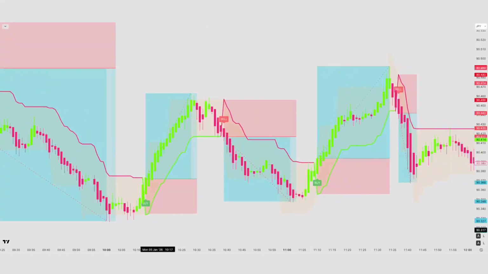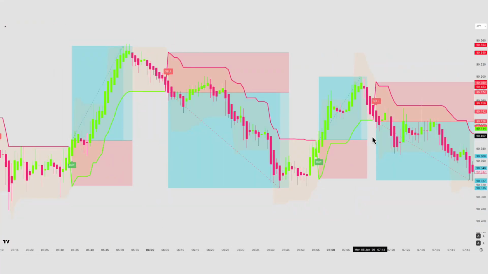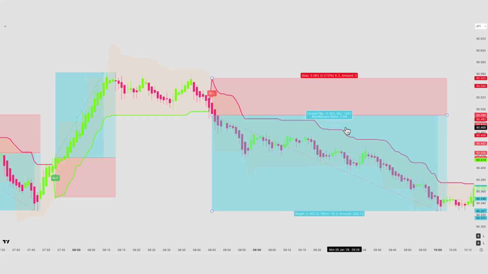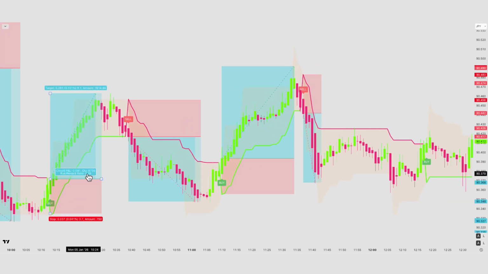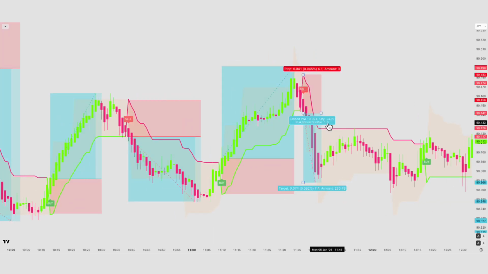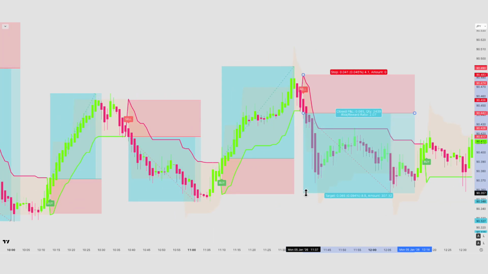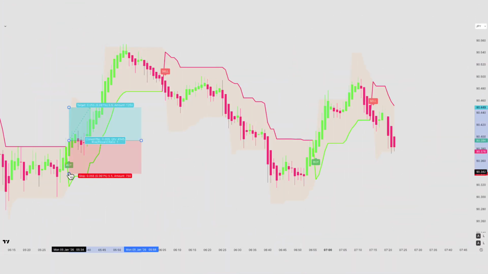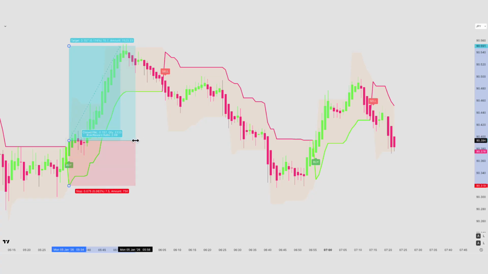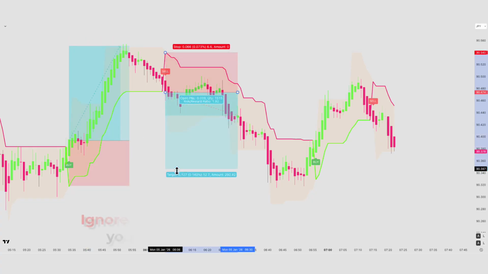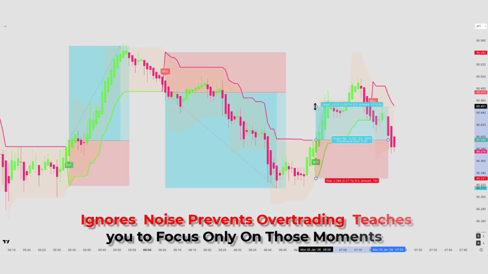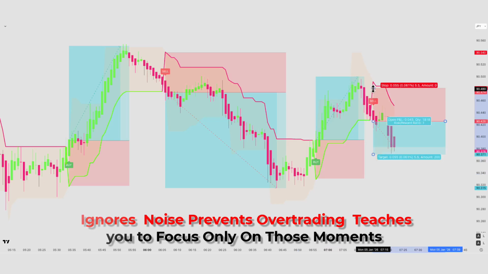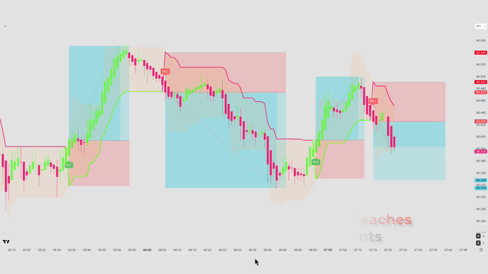Most traders keep changing their indicators, but the trading results remain the same. In this video, I'm going to show you a free TradingView indicator that isn't flashy, but changes your way of thinking. The DeepSeek indicator doesn't create a flood of signals, but rather reveals the real structure hidden within the chart. It ignores the noise, prevents overtrading, and teaches you to focus only on those moments that actually matter.